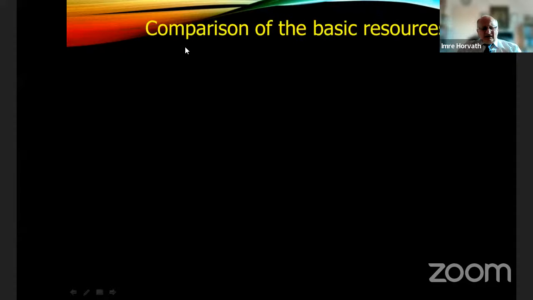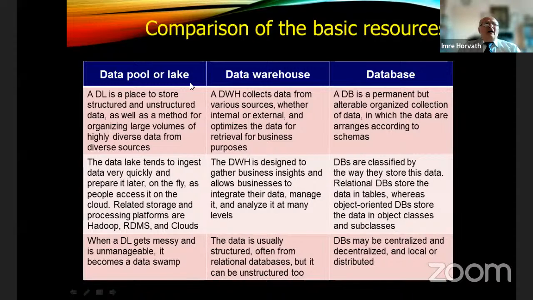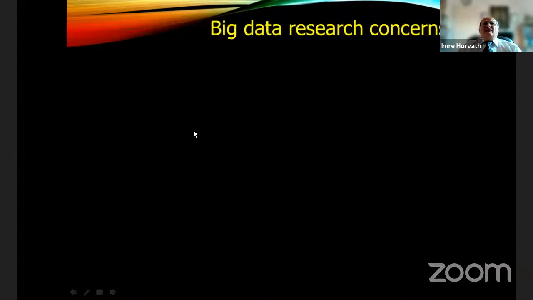Then a very brief comparison is presented on the next table, because the basic resources where we store data are the data pools, often called data lakes, then the data warehouses and the databases. The database concept is well known. The data warehouse is proliferating right now, and the data pool, which is a much looser construct and much less deterministically manageable, is just proliferating at this very moment. Please read the differences. The time is running. I have to go further with other things.